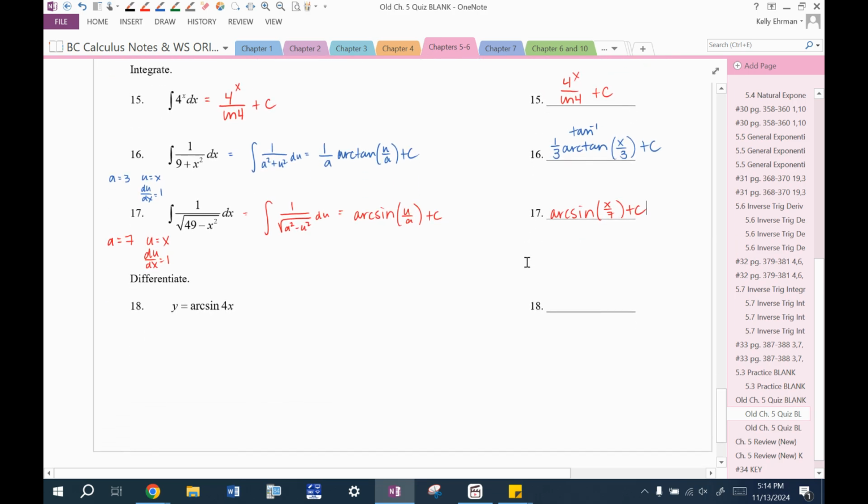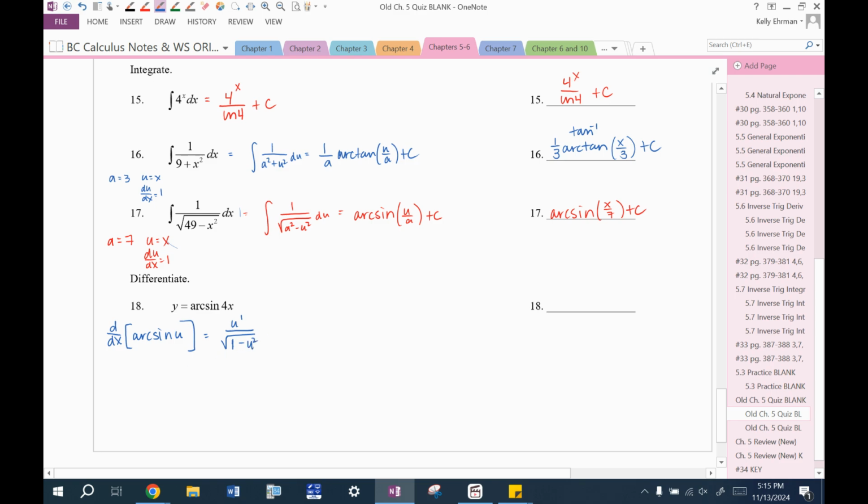All right, now this one, differentiate. You can either memorize the formula, which I highly recommend, or you can do the triangle. So if I memorize the formula, I need to know what is the derivative with respect to x of arcsine of u. It's equal to u prime over square root of, not a squared, it's 1 minus u squared.